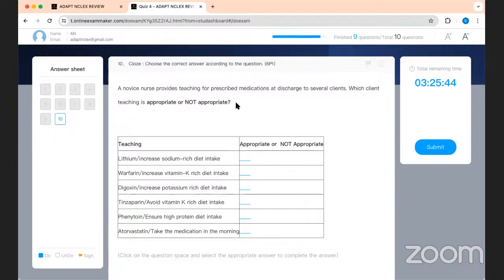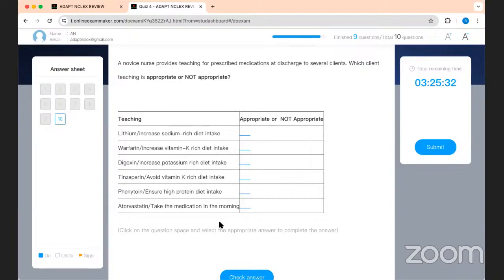A novice nurse provides teaching for prescribed medication to several clients. Which client teaching is appropriate or not? They prescribe medication, right? And you want to provide teaching for them. Lithium, increase your sodium-rich diet intake. Warfarin. I said this because these are the trap questions. I put them in one table for you so that you never forget. Warfarin, increase your vitamin K rich diet intake. Digoxin, increase your potassium rich diet intake. Tinzaparin, avoid vitamin K rich diet intake. Phenytoin, ensure high protein diet intake. Atorvastatin, take the medication in the morning.